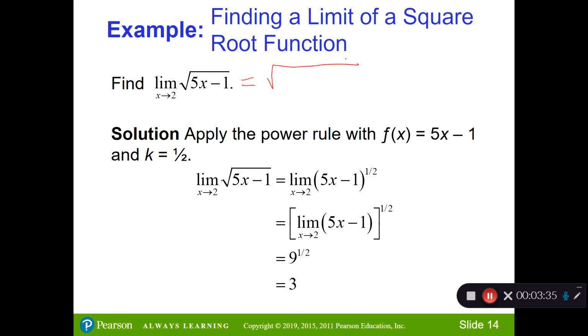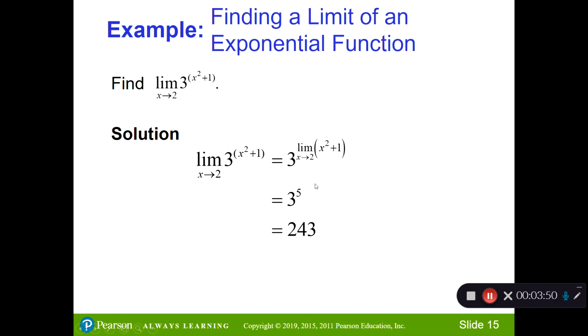We're going to talk about what happens when you plug in and you don't get an answer that works. But I'd plug in 5 times 2 minus 1. That's the square root of 10 minus 1, or square root of 9, which is 3. Plug in 3 to the 2 squared plus 1, right? 3 to the power 2 squared plus 1 is 3 to the 4 plus 1, so 3 to the 5th, which is 243.